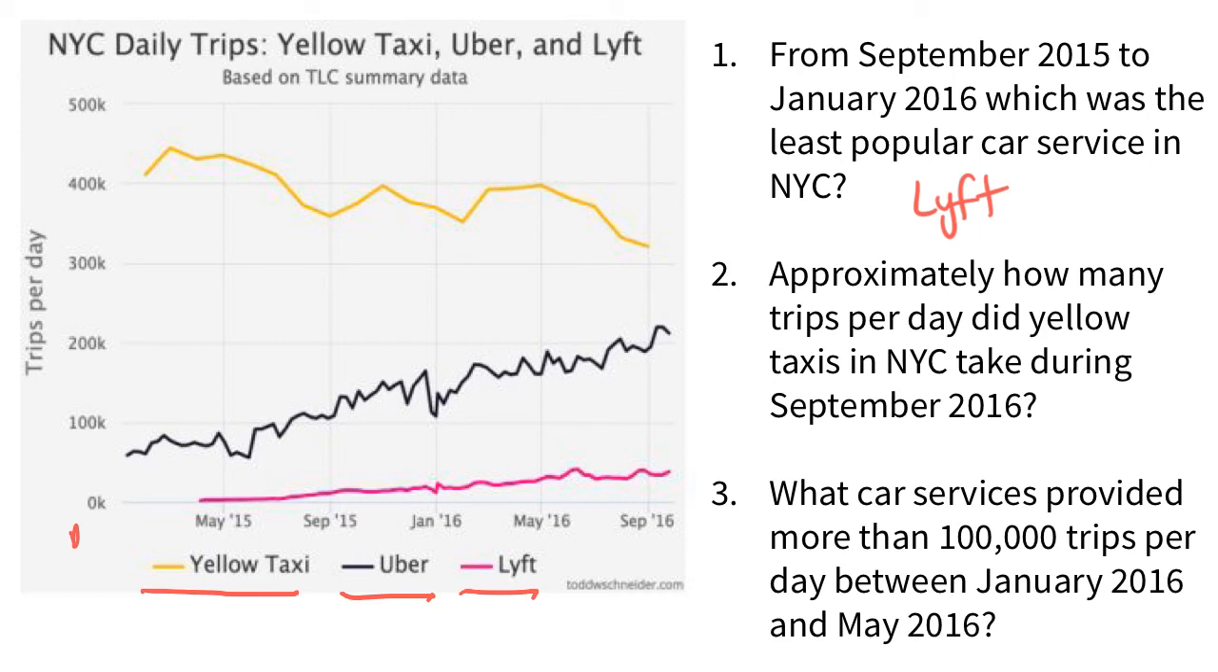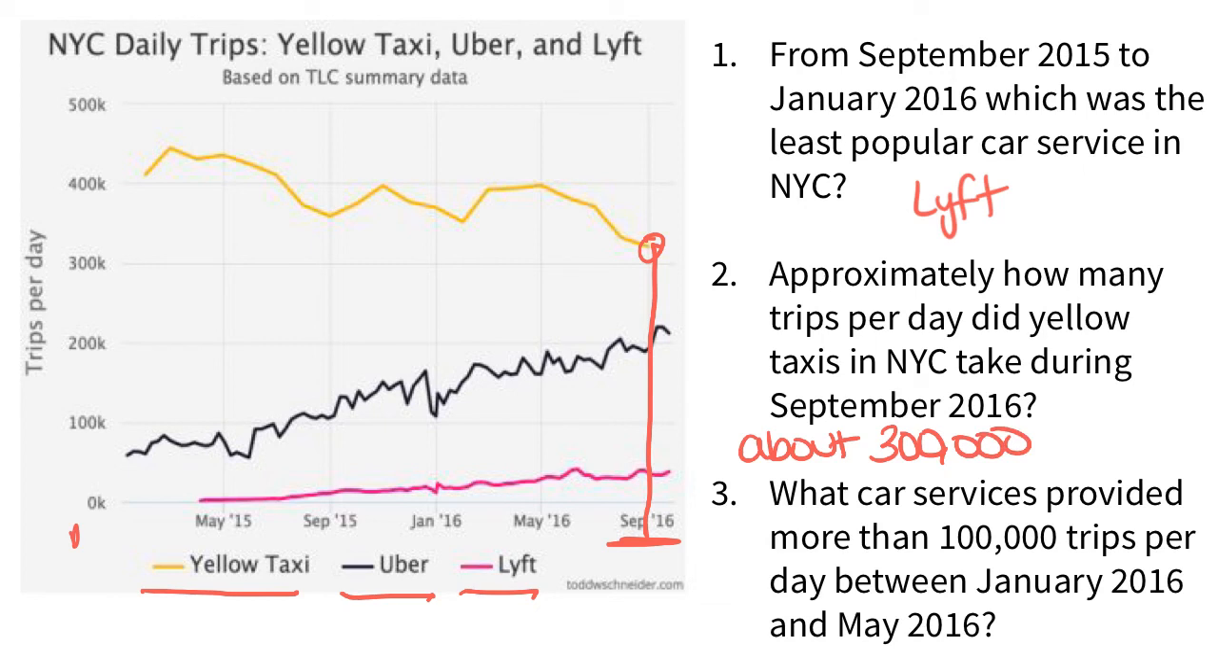Next, it says approximately how many trips per day did yellow taxis in New York City take in September 2016? So I want to find September 2016, which is right here. And I'm going to draw up my graph until I find where it says yellow taxis. And I can see that that yellow taxi line is just above the 300,000 mark. So I'm going to say about 300,000.